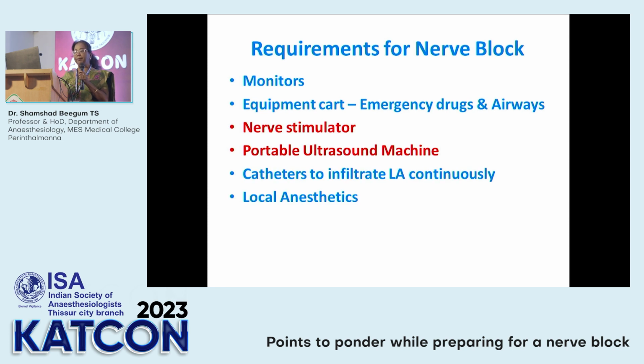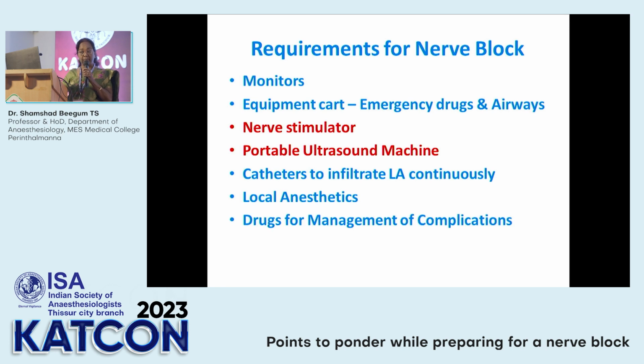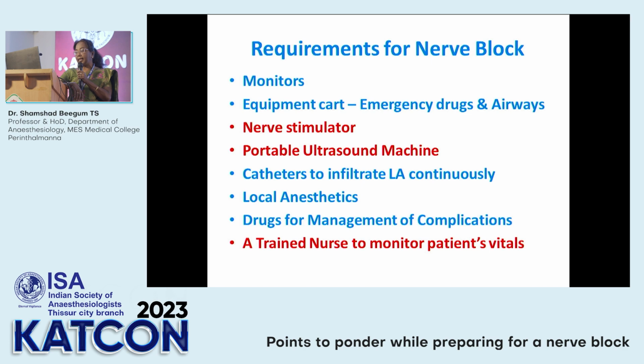And the catheters to infiltrate the local anesthetics for continuous infusion, as well as the local anesthetic that we have to set up in the OT when we perform peripheral nerve blocks, and the drugs for the management of complications. And it is a must to have a trained nurse to monitor the patient's vitals. I don't think nurses are available, because of the scarcity of nurses. That's why we started the OT technician course in 2010.